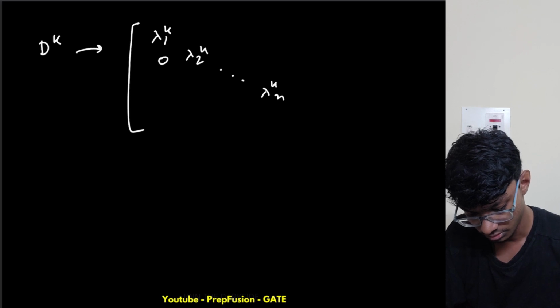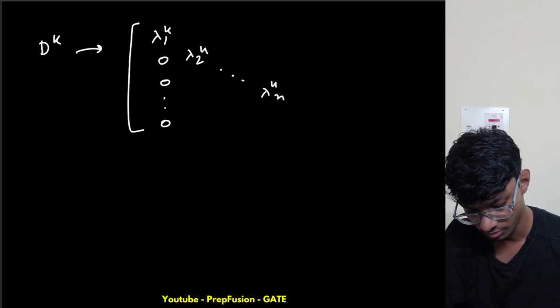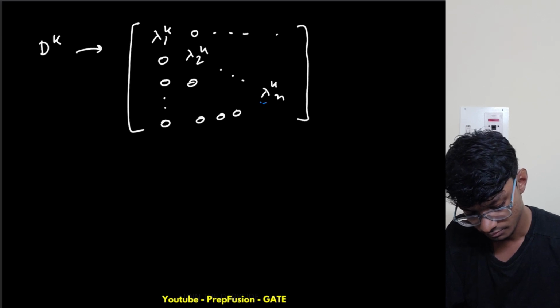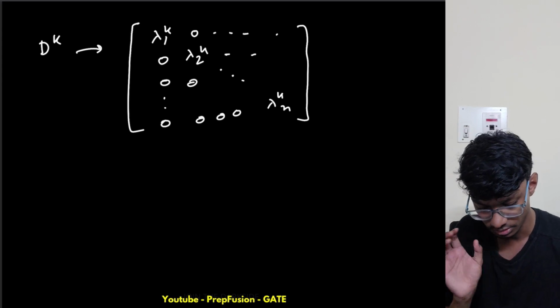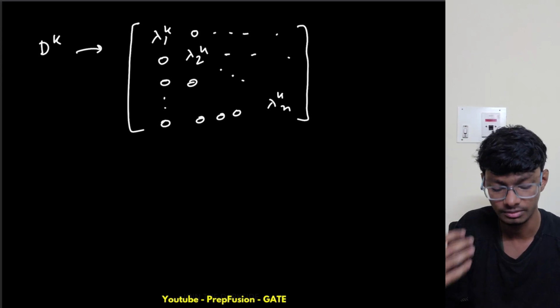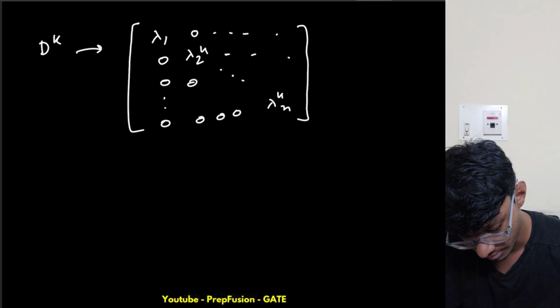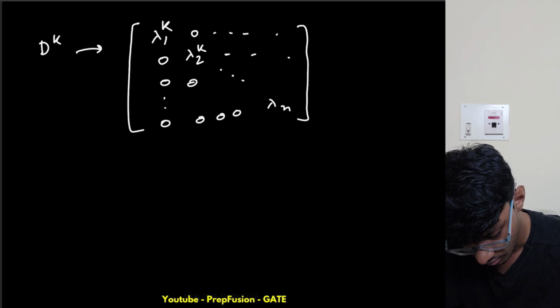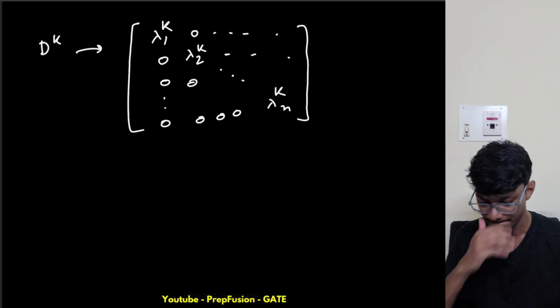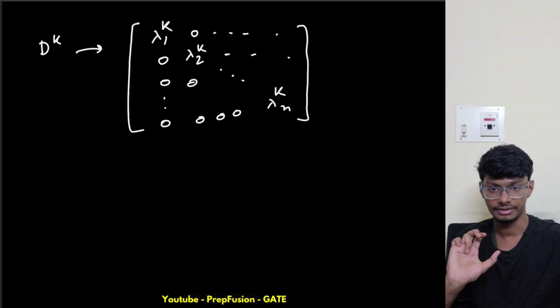This is 0 0, and this is going to keep on going, 0 0 0 0. Okay, 0 0, this keeps on going. So this is basically my matrix, right? This is basically my diagonal matrix which is raised to the power k. Let me write the k better, k and k. Okay, yeah, this is my diagonal matrix.